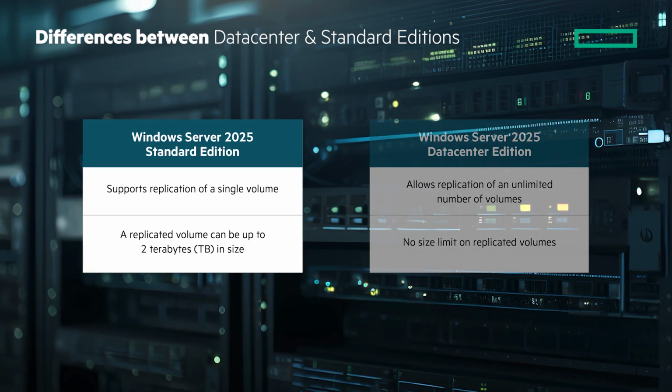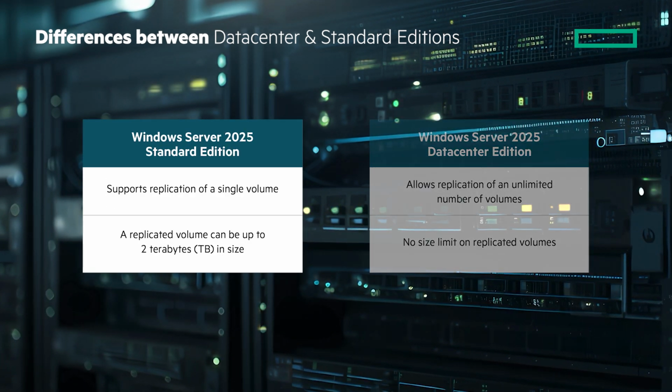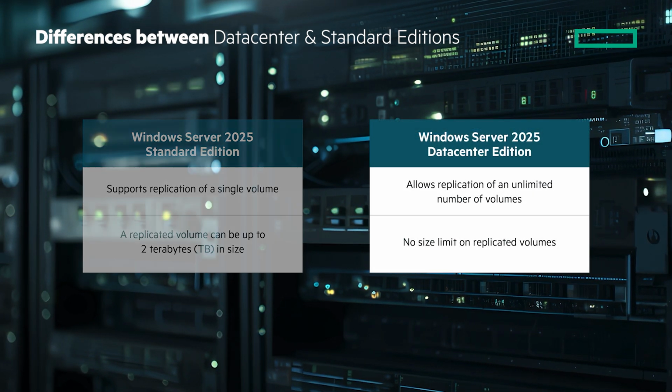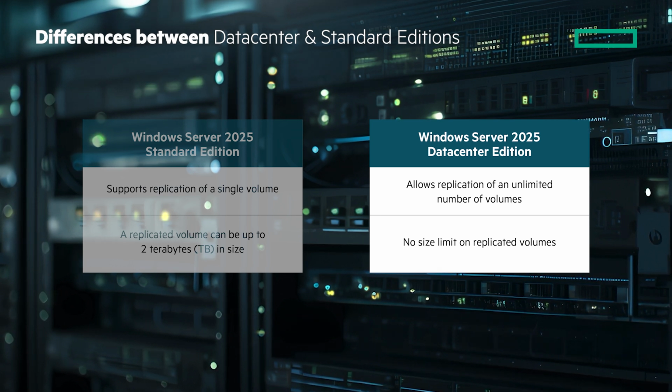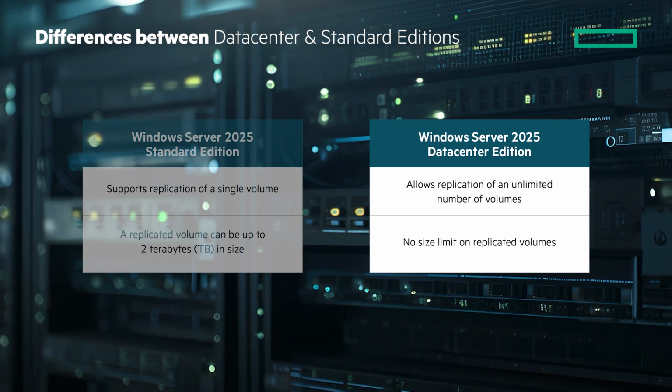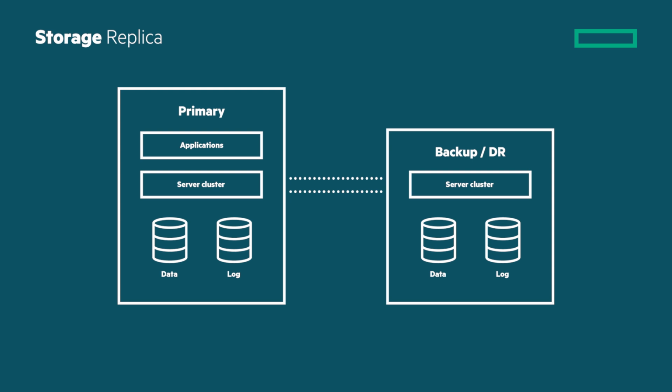Windows Server 2025 Standard Edition supports replication of a single volume. A replicated volume can be up to 2 terabytes in size, whereas Windows Server 2025 Datacenter Edition allows replication of an unlimited number of volumes with no size limit on replicated volumes. Storage replica is Windows Server technology that enables replication of volumes between servers or clusters for disaster recovery. It is included in both Standard and Datacenter Editions. But the Standard Edition is limited to one partnership and one resource group with a single 2 terabyte volume, while Datacenter is unlimited.